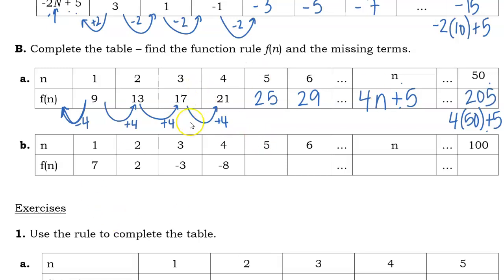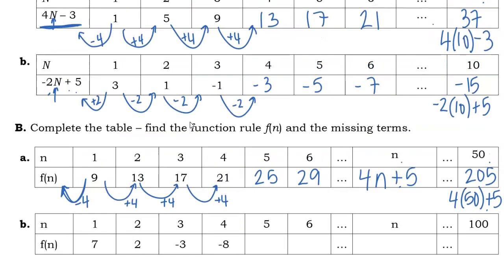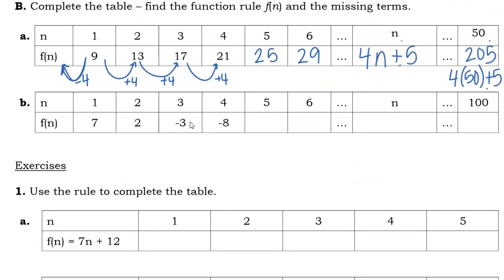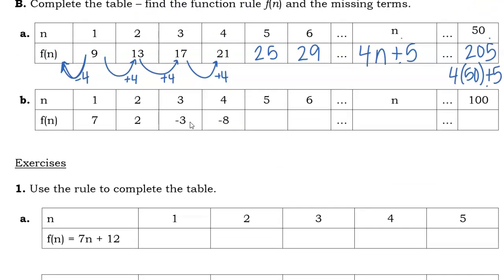And one more of those, we're kind of doing the same thing. Our pattern starts with 7, goes to 2, goes to -3, goes to -8. That looks to me like we are subtracting 5. Subtracting 5. Subtracting 5. So I'm going to keep that pattern going. -5 from -8 brings me to -13. -5 from -13 brings me to -18. Because I am subtracting 5, my rule will start with -5n.